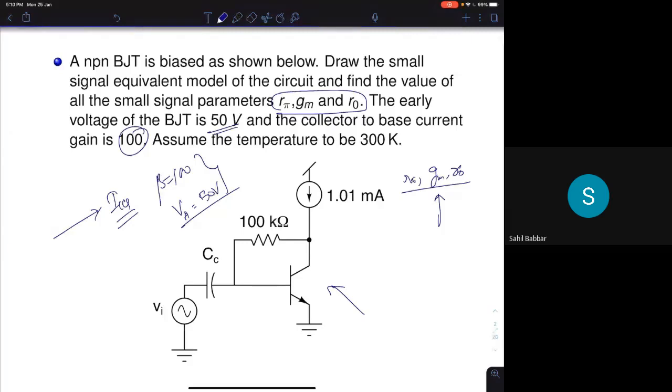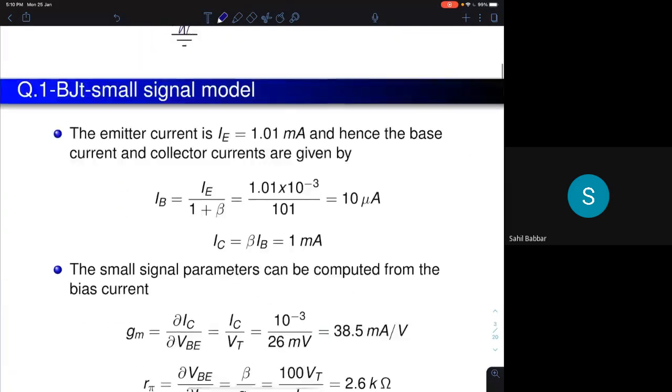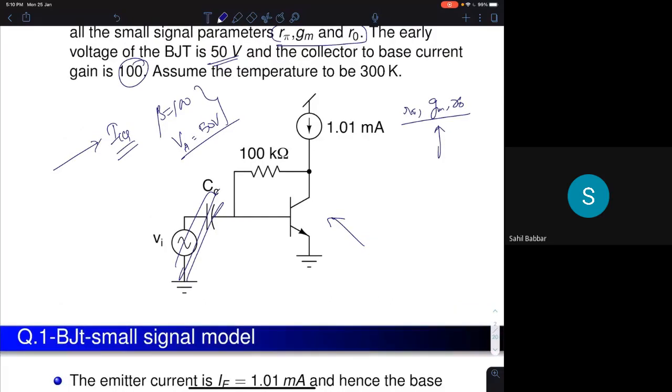Okay. So how do you find this? First step, open circuit the capacitor. Whenever you are finding the DC quiescent operating point, you remove the capacitor, open circuit it, and you will be left with a circuit like this. So you have a 100 kilo ohm resistor and a current of 1.01 milliampere.